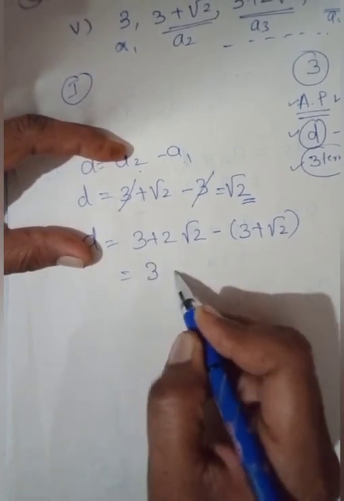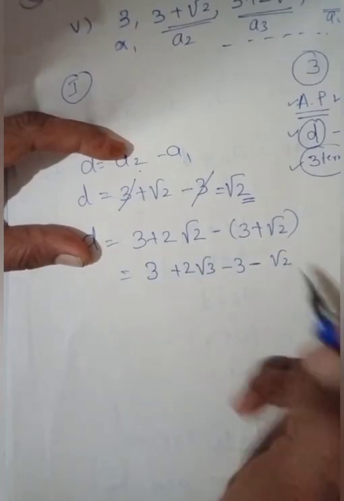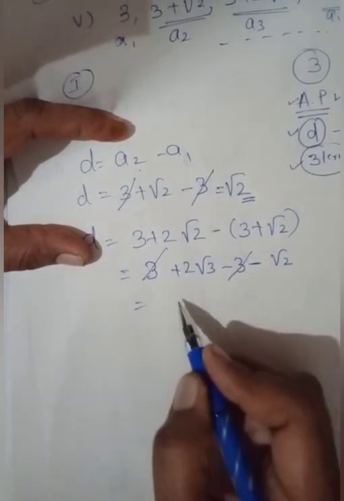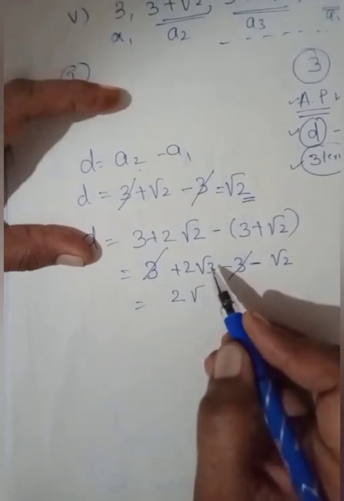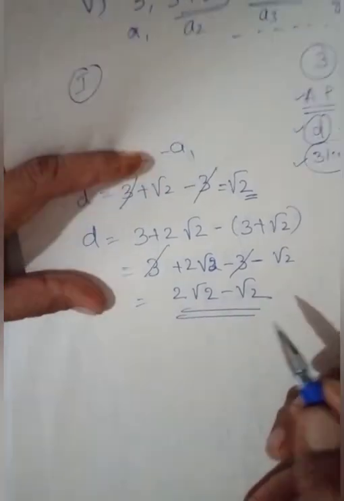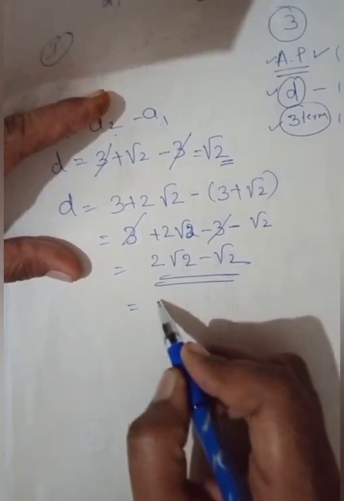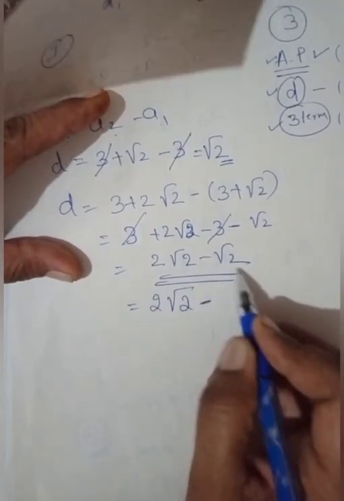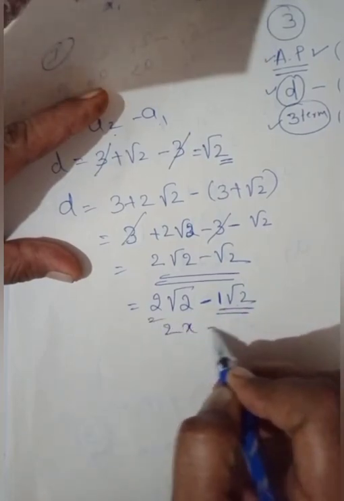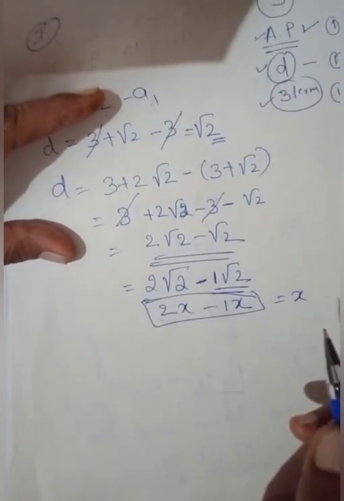Now look at this one: 3 plus 2 root 2 minus 3 minus root 2. Look at this, children, the plus 3 and minus 3 get cancelled. Very simple. Here it is 2 root 2 minus root 2. Now the confusion is with this one. If we have confusion like this, I will do one thing: I will write root 2 as 1 root 2. It is something like 2x minus 1x. What is 2x minus 1x? It is simply x. Am I right?